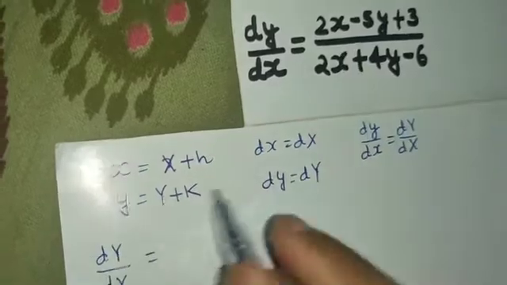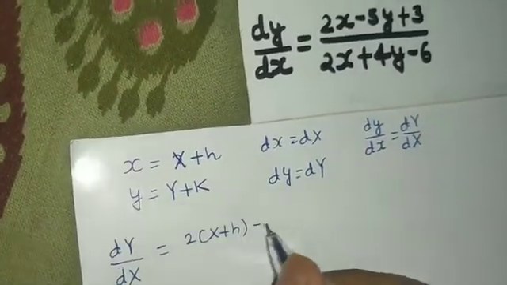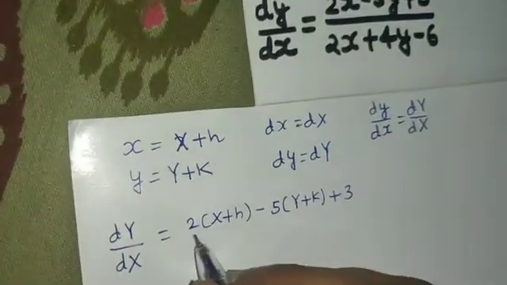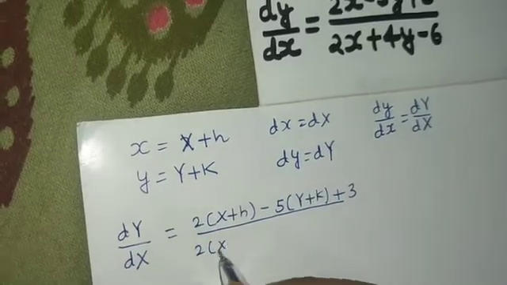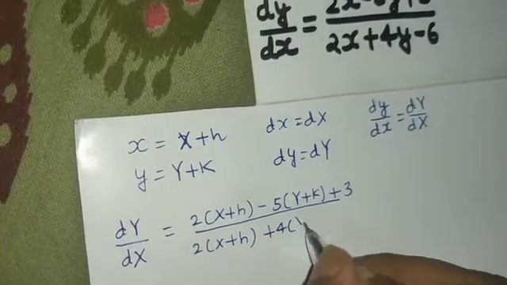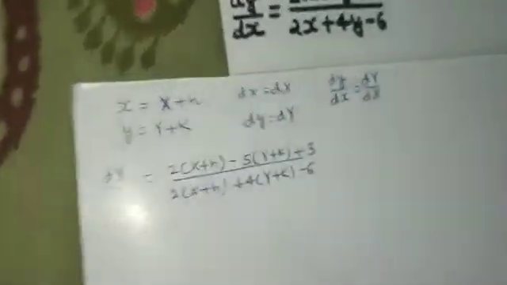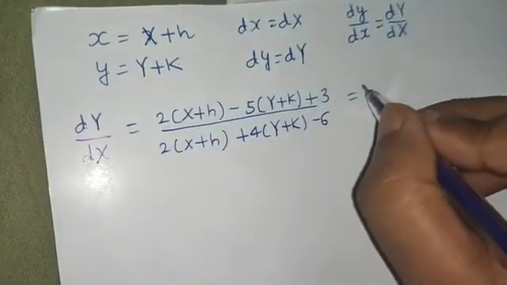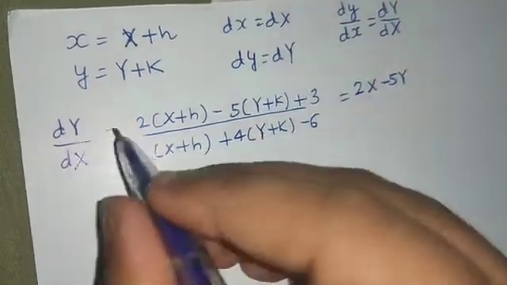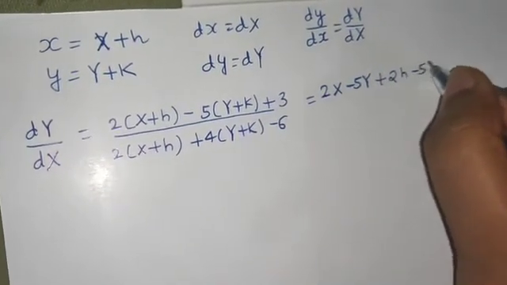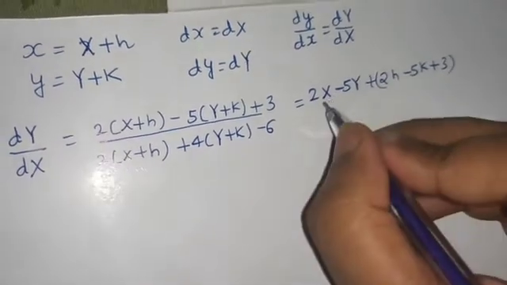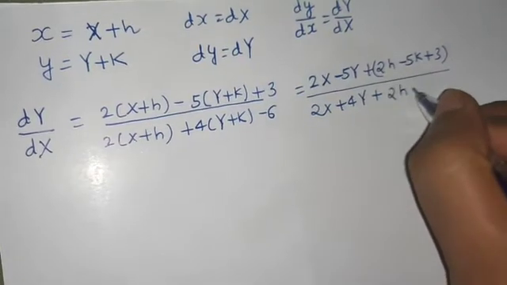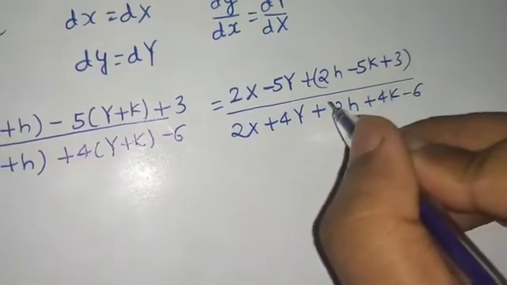Equals, in place of x, write x plus h: 2 times x plus h minus 5 times y plus k plus 3, divided by 2 times x plus h plus 4 times y plus k minus 6. To solve this further, I am separating the constant term. The other terms will be 2 capital X minus 5 capital Y, and with this I have 2h minus 5k plus 3 as my constant part, divided by, in the denominator, 2 capital X plus 4 capital Y, and with that I have 2h plus 4k minus 6 as the constant.